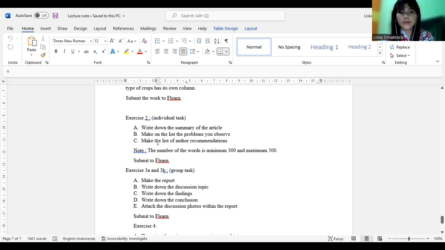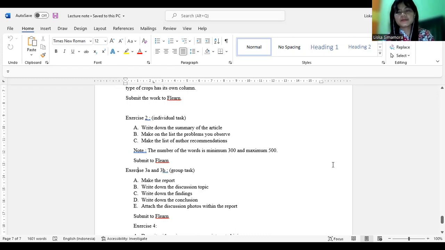And the second one, make a list of the problems you observe. It means you have to put on the list the problems. Maybe that article consists of 1 or 2 problems. Then you have to list them. And the third one is make a list of other recommendations. At the end of a scientific article, we usually see the recommendations. So you have to recognize what is the recommendation of the author or the researcher in order to solve the problem.